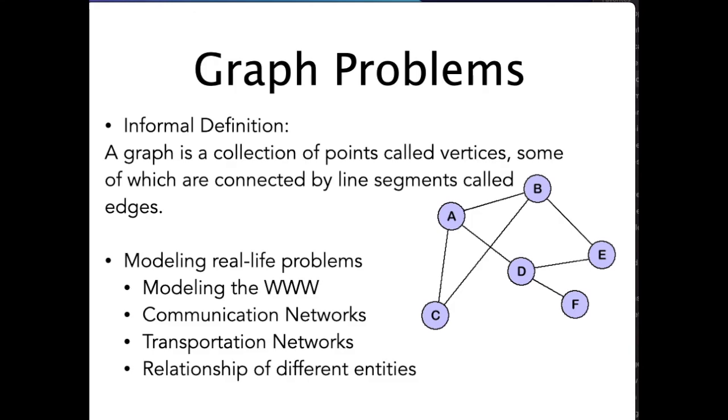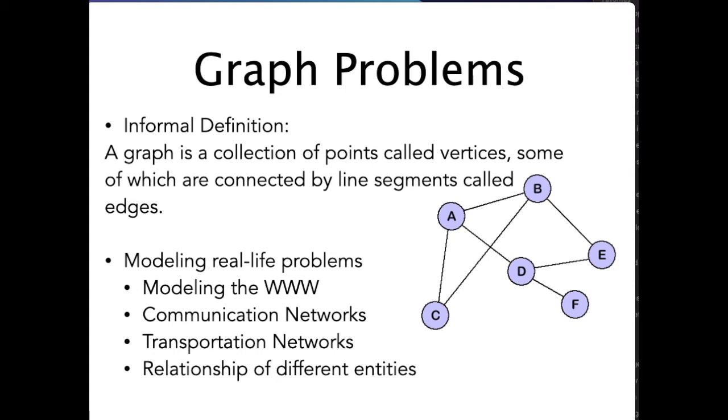Okay, so since CS33 is focused on nonlinear data structures, most of the problems that we will be solving for part 3 are graph problems. Here's an informal definition of a graph. A graph is a collection of points called vertices, some of which are connected by line segments called edges. So sa example natin dito, yung vertices natin ay yung mga A, B, C, D, E, F, and yung line segments natin ay yung mga lines connecting the vertices, sometimes represented by a pair AC or CA if it's undirected.